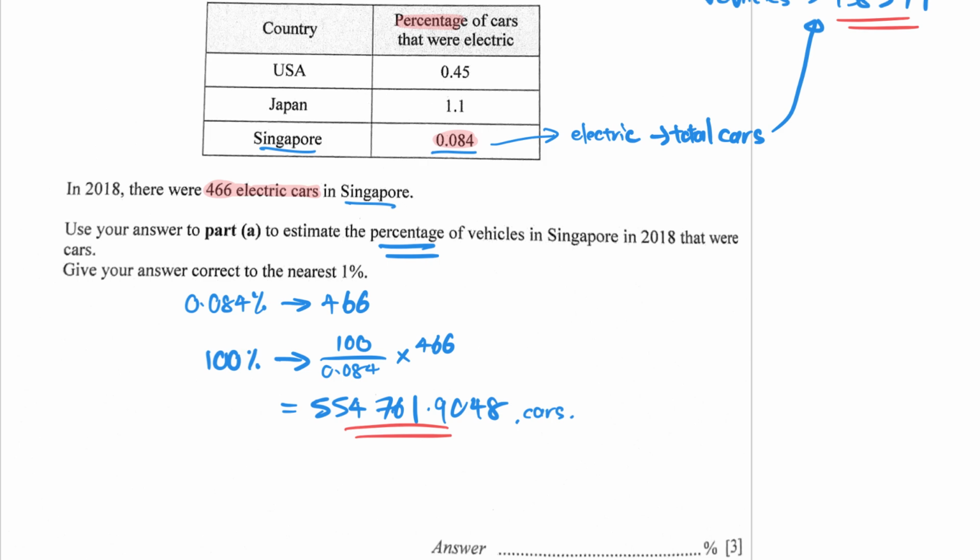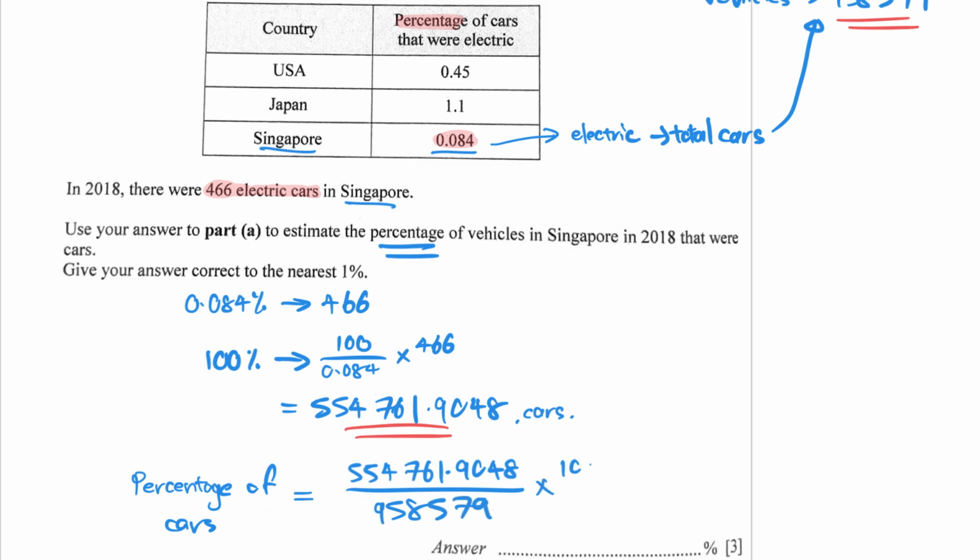Okay, so percentage of cars would be 554,761.9048 divided by the total number of vehicles, 958,579 multiplied by 100%. That will give us approximately 58% to the nearest 1%. So that is part B.